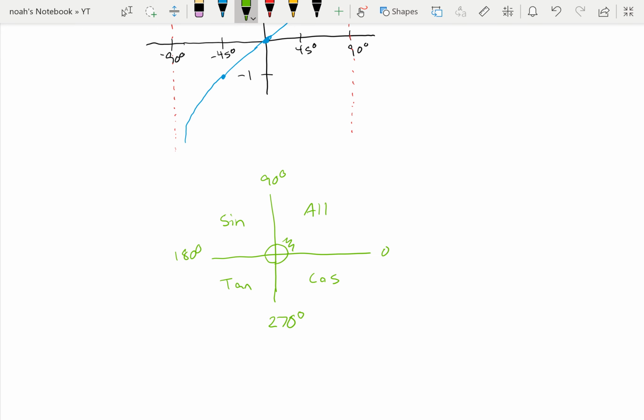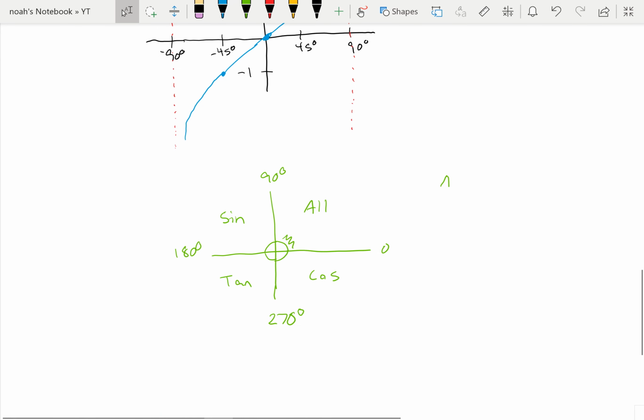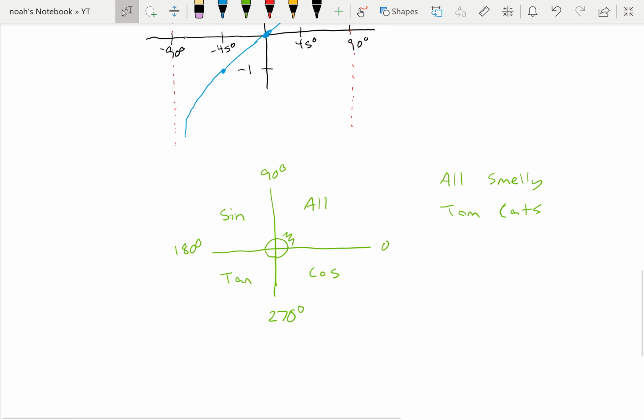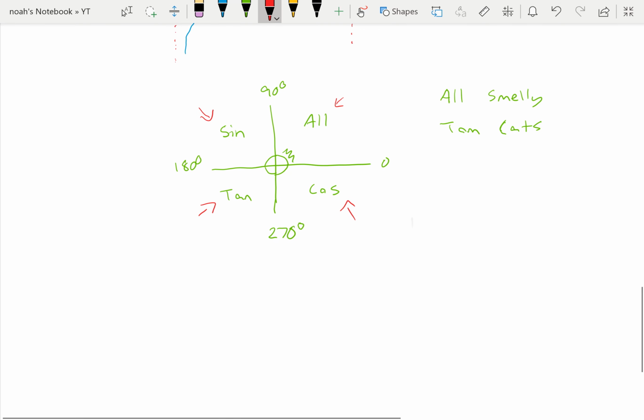So the acronym for this is all smelly tom cats. You can use a different acronym if you want, but basically it tells you where each trig function is positive. So this one, all positive, only sine is positive, only tan positive, only cosine positive.